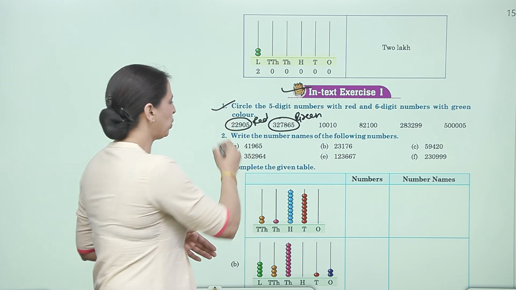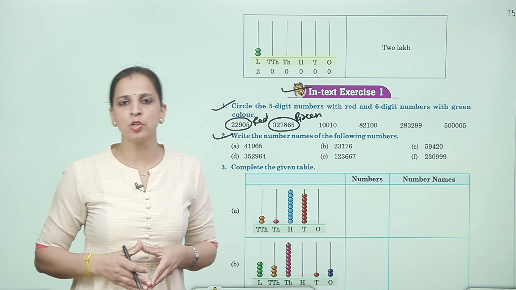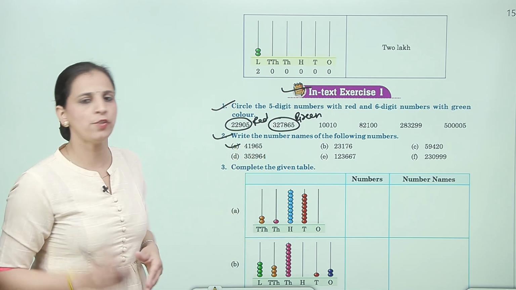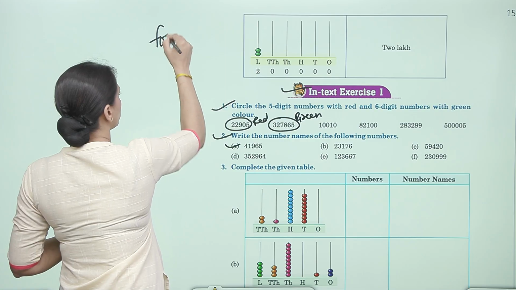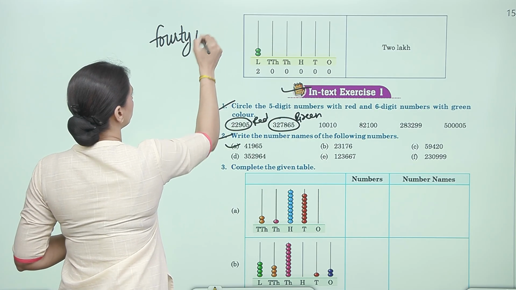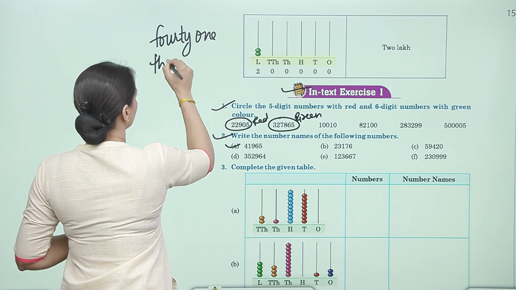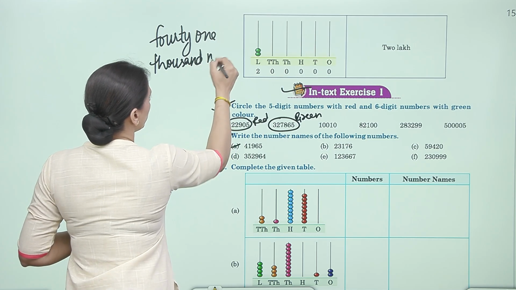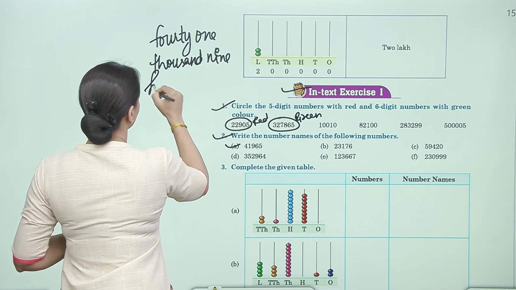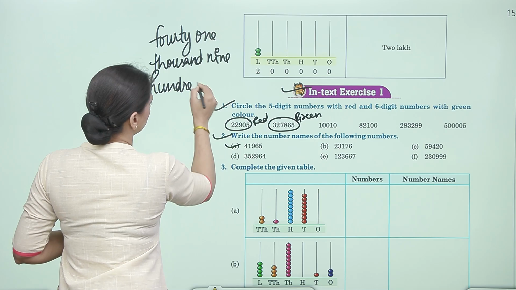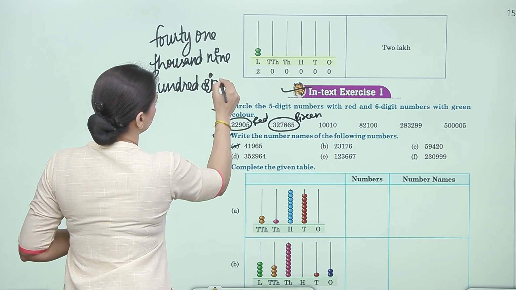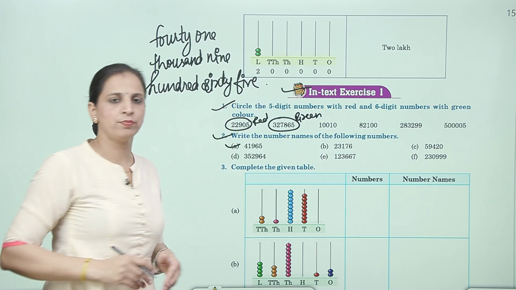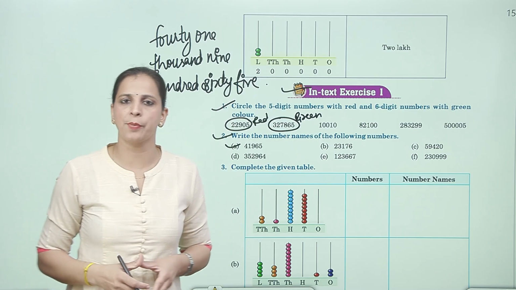Now, next question number 2. Write the number names of the following numbers. A part, 41,965. So children, using the same answer, you will try the remaining parts yourselves.